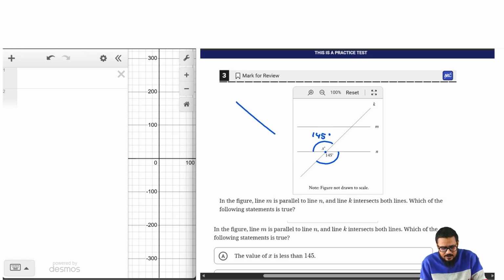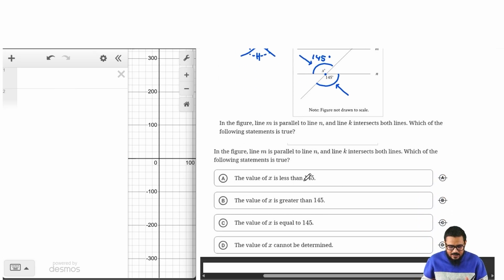Whenever two lines get intersected, this angle over here would always be equal to this particular angle. An angle at the top would be equal to the angle at the bottom. So the vertical angles would be equal and the horizontal ones would be equal as well. We call them vertically opposite angles. If this is 145, the angle X, which is unknown to us, should also be equal to 145. The question says the value of X is either less than, greater than, or equal to 145, or it cannot be determined. It can be determined, and it is exactly equal to 145, not less than or more than. We're going to go with answer option C in this question.